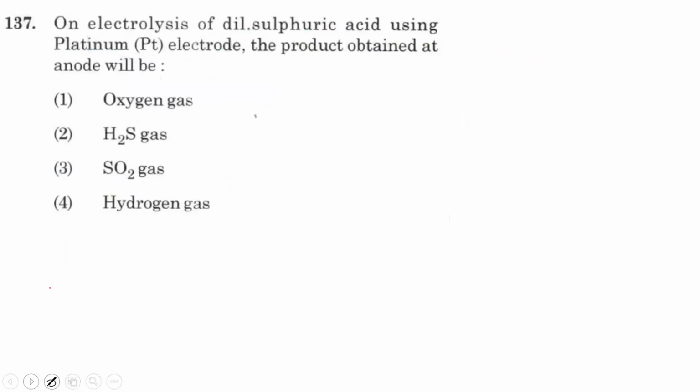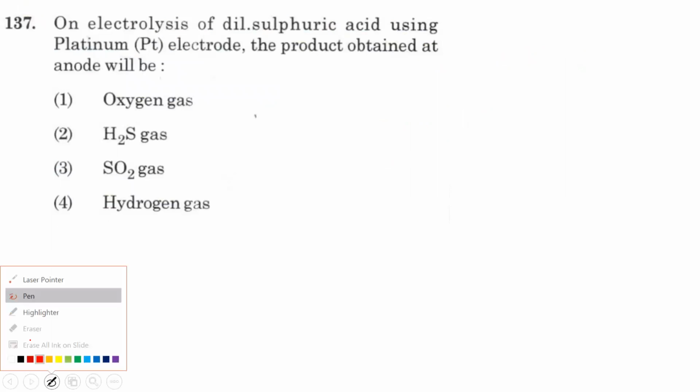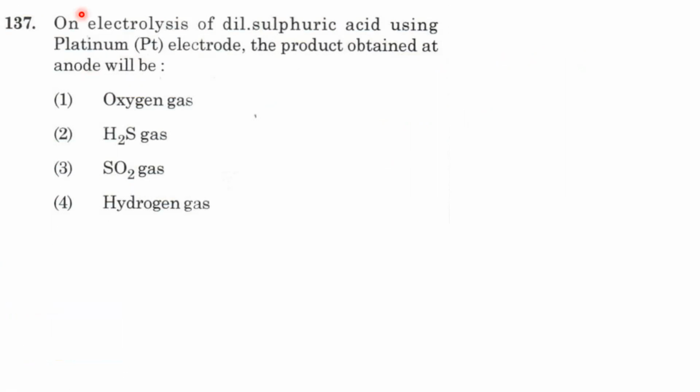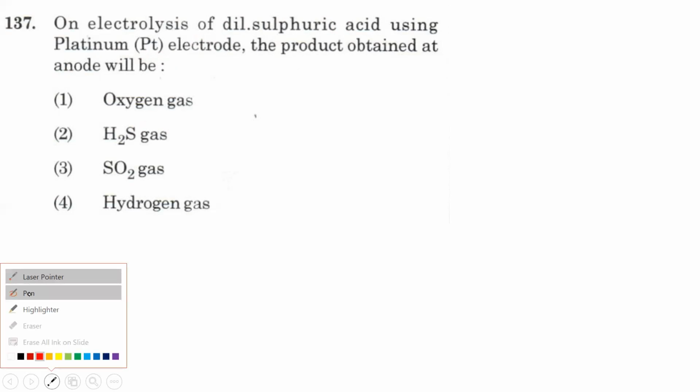Let us go for the next question. In the next question we will read: on electrolysis of dilute sulfuric acid using platinum electrodes, the product obtained at the anode will be, with 4 options. Okay. Here the electrolyte is dilute sulfuric acid, electrodes are platinum electrodes. So what is the electrolytic process?